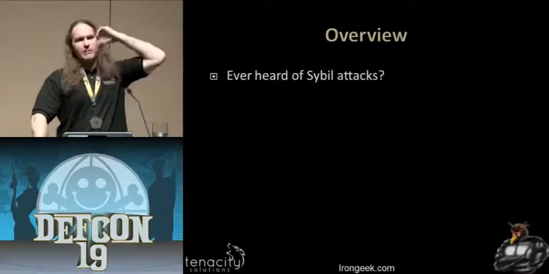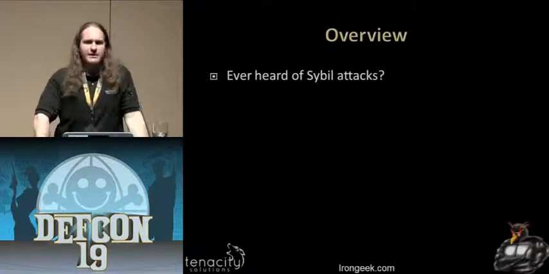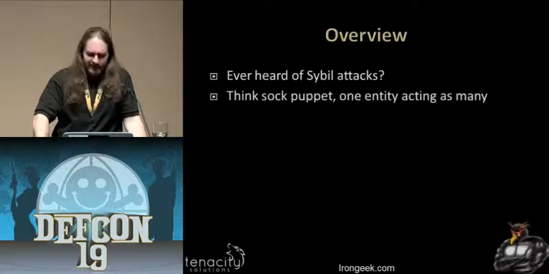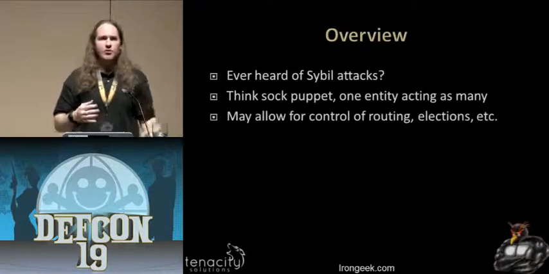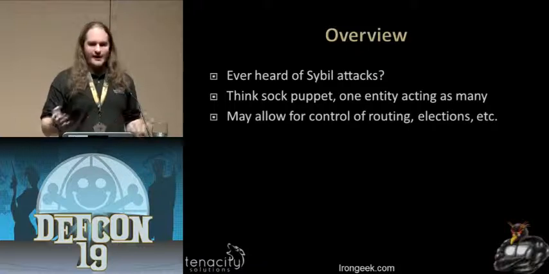I asked earlier how many people had heard of Sybil attacks, and not a whole lot have in this crowd. That's because you usually see people refer to Sybil attacks in academia; you don't see them refer to it as much in the hacker scene. But think of sock puppets, one entity acting as many. There are multiple reasons why someone might want to do this. This allows them to control some things, especially in systems that have a more distributed way of handling routing.